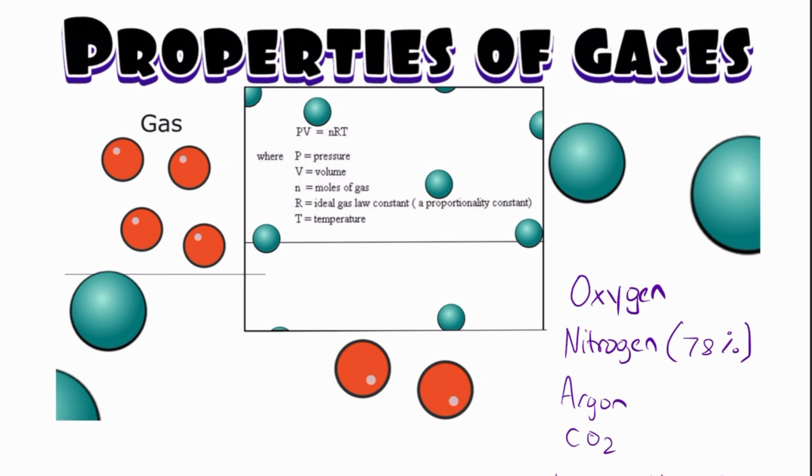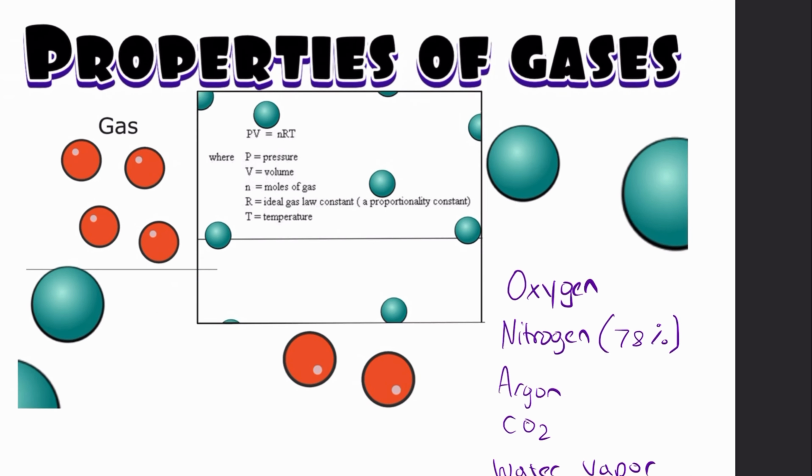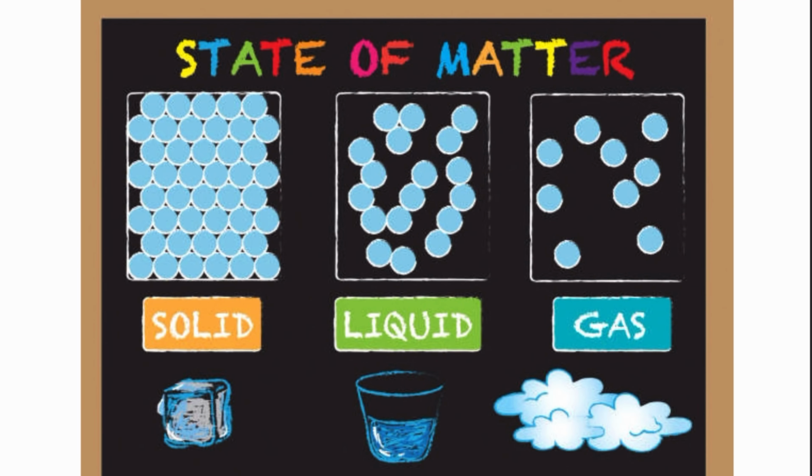Some of the gases that make up our atmosphere are oxygen, nitrogen, argon, CO2 (carbon dioxide), and water vapor. As you see, nitrogen makes up 70% of the atmosphere, so it is the most abundant gas in our atmosphere. Some of the states of matter, again, are solids, liquids, and gases.